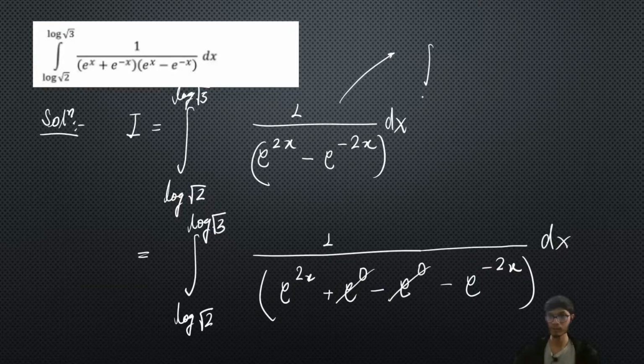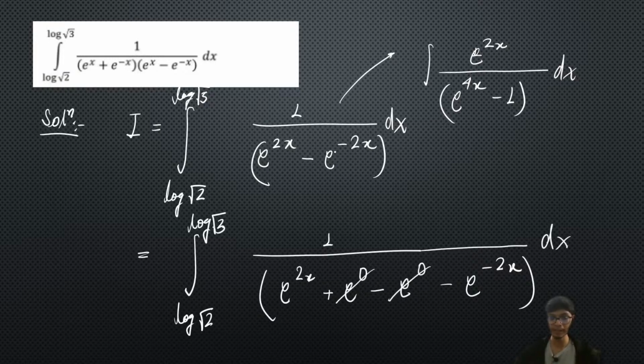We can evaluate this, within the given limit, as the integral of e to the power 2x divided by e to the power 4x minus 1 dx, right? How we are getting this step is simply that we are writing e to the power minus 2x as 1 upon e to the power 2x, and that's how we solved it.